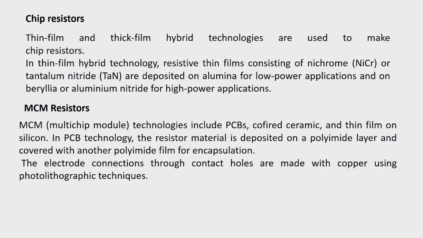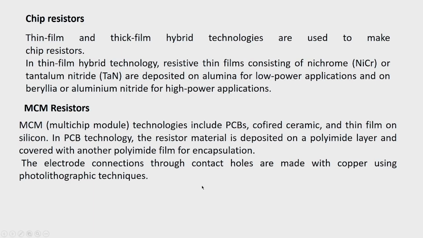The electrode connections through contact holes are made with copper using photolithographic techniques. So, in the PCB technology, the resistor material is deposited and then we have this encapsulating material, and the connection is made using contact holes, and copper is used for making these electrode connections or contacts.